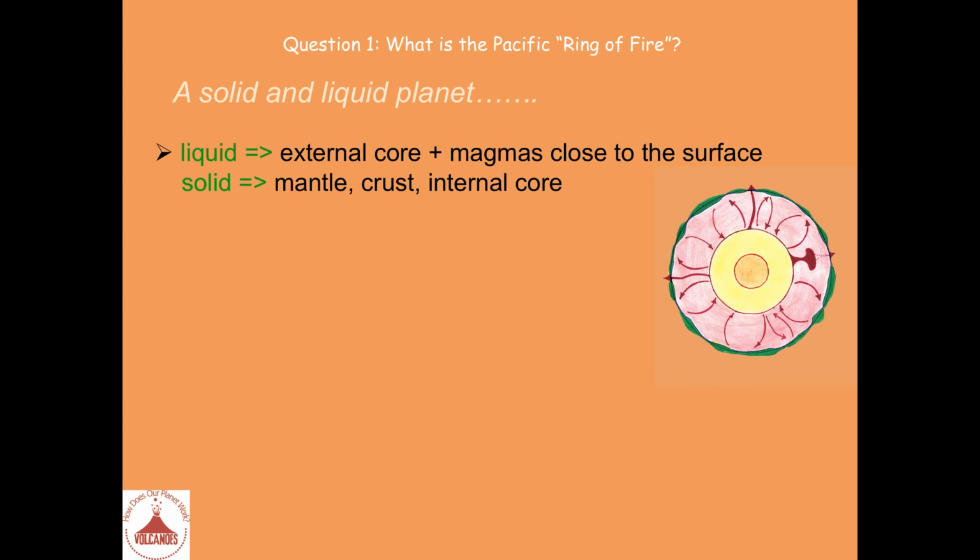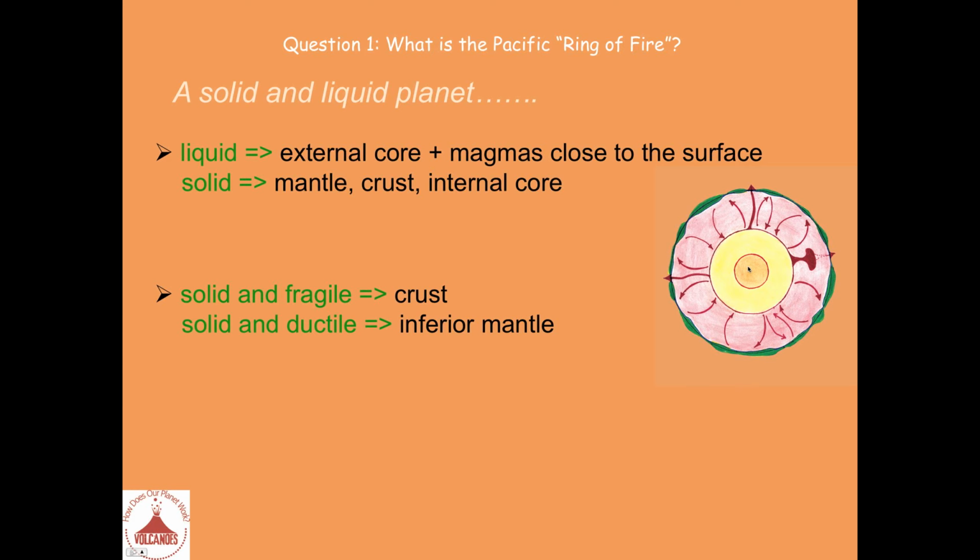Parts of the planet which are liquid are the external core in yellow and magmas which appear close to the surface and eventually will break through the surface to appear as lava. All the other parts of the planet are solid. That means the mantle, the crust, and the internal core.